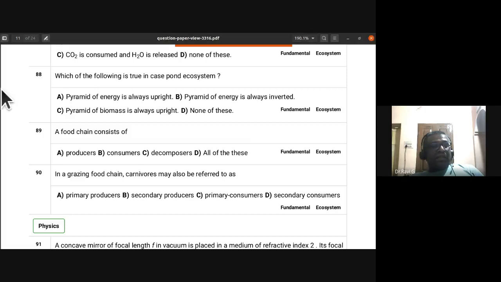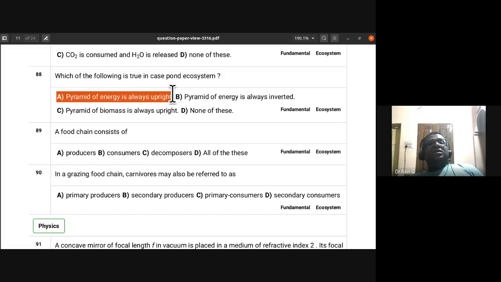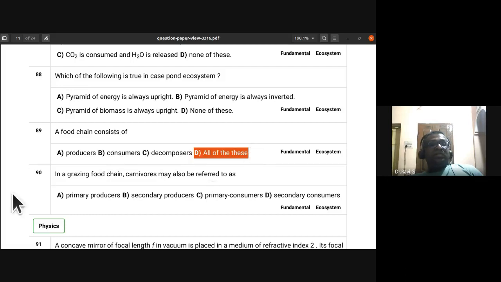So the pyramid of energy is always upright. More energy is found in the producers, and as it goes along the trophic levels, it reduces. So the pyramid of energy is always upright in the case of a pond ecosystem. A food chain consists of producers, consumers, decomposers, all of these. So 89th, all of these is the answer.